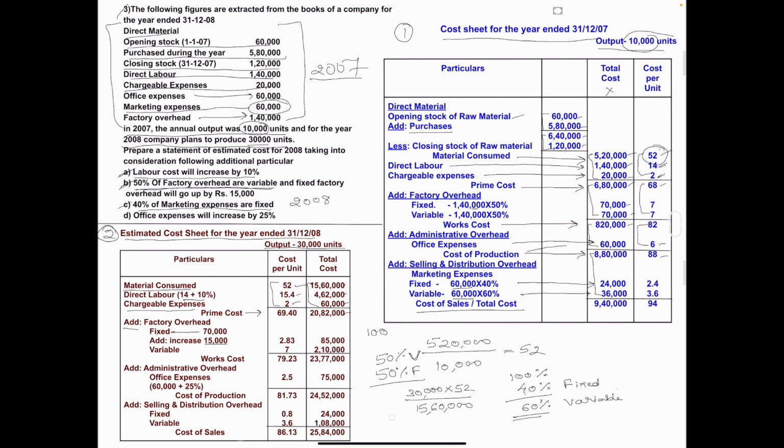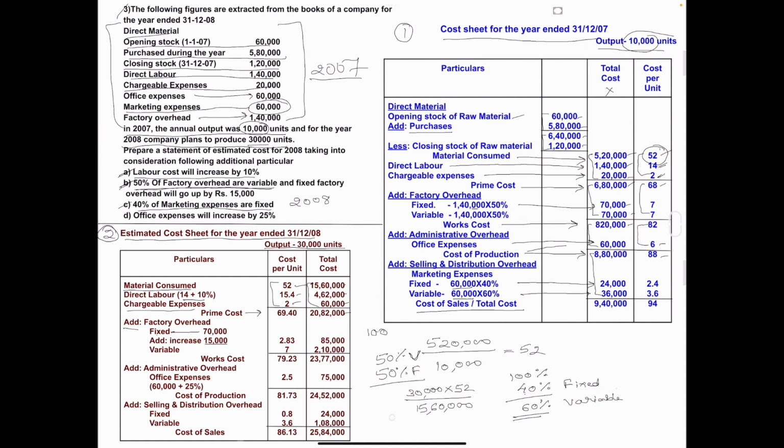For fixed factory overhead, we have to write fixed first. So the fixed amount is 70,000. For fixed expenses, we have to refer to the total cost column. We have to take the total amount and not the cost per unit, because fixed overheads are fixed in nature. They will not change. So 70,000.